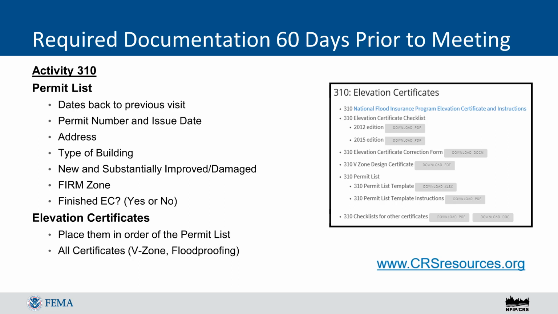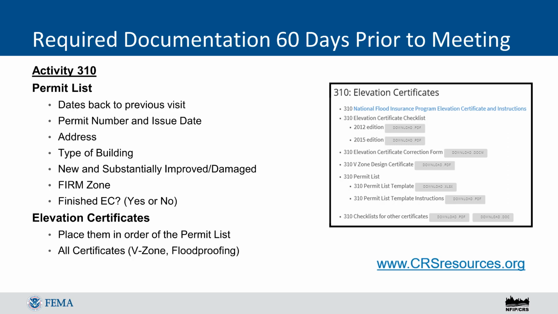We have a template on crsresources.org under the 300 Series tab. Look under Activity 310 for a template with columns for each of these permit list items. The template is not mandatory to use. You may use your own way of tracking things. Just ensure that your system covers the same columns of information so that we know we're getting the correct ECs and you don't spend time tracking down ECs that we don't need.